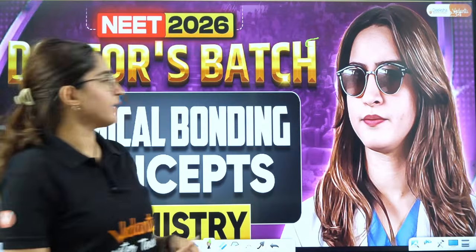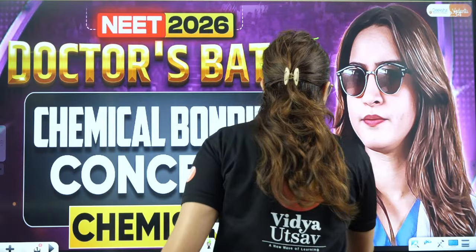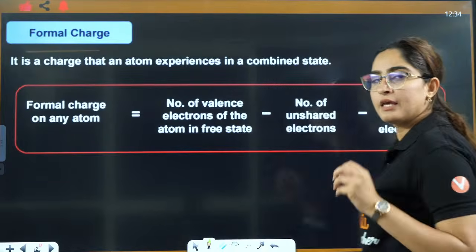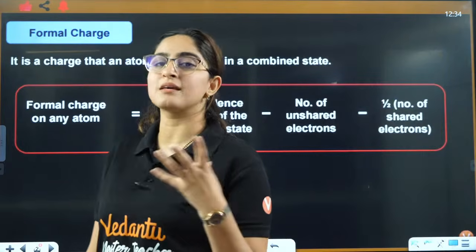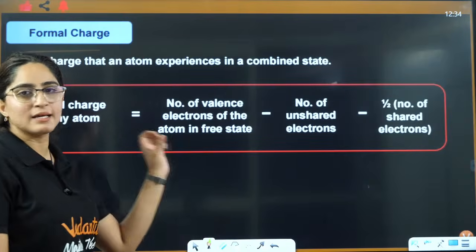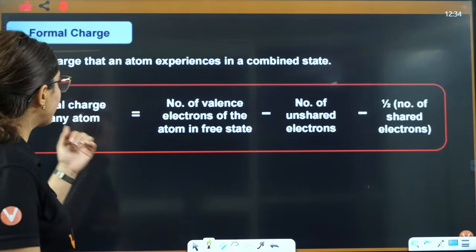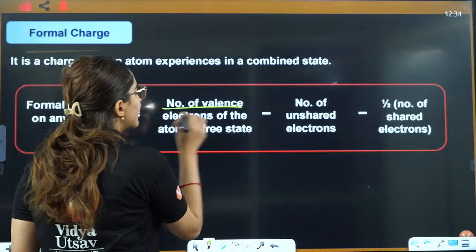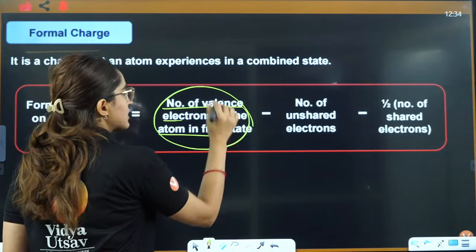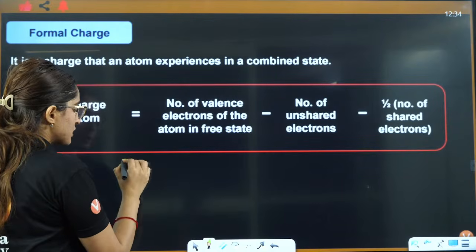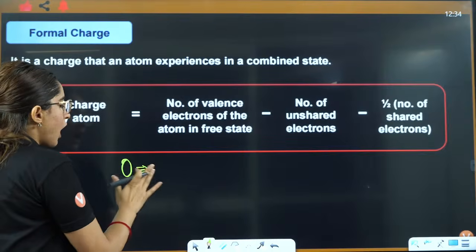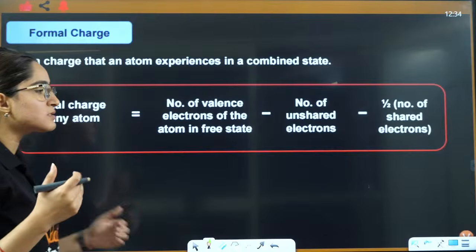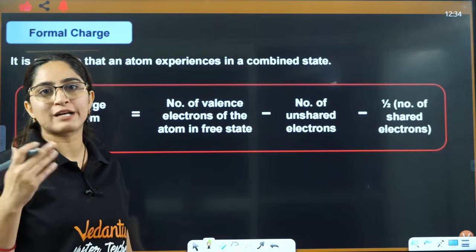So let's start. When I talk about chemical bonding here, the first topic is formal charge. If we talk about formal charge, that means in a compound, one single atom has how much charge. When we talk about the formal charge of any atom, how do we calculate it? Number of valence electrons of the atom in free state. Let's say I'm talking about oxygen. In oxygen, how many valence electrons are there? Valence electron means in the outermost shell, how many electrons are there?